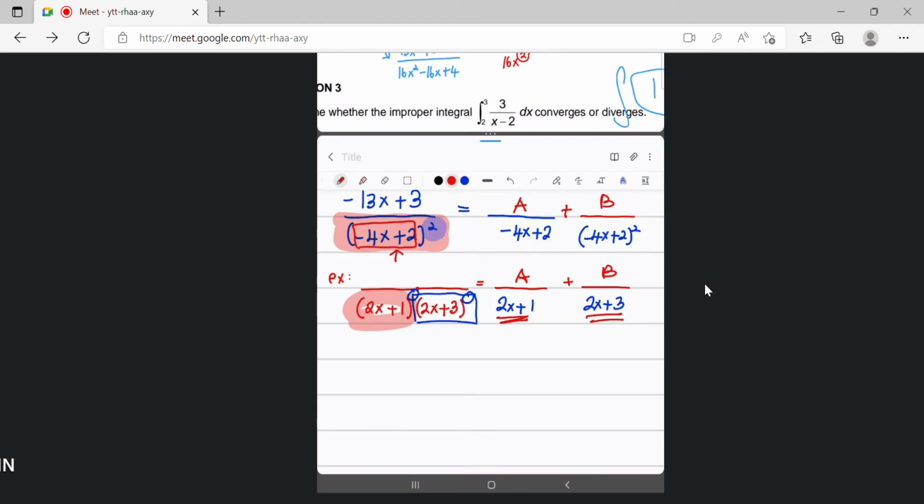Saya bagi satu contoh lagi, madam. Okay, saya bagi satu lagi contoh. Yang ni korang kena fahamkan. Sayang lah tinggal, soalan ni banyak. Okay.